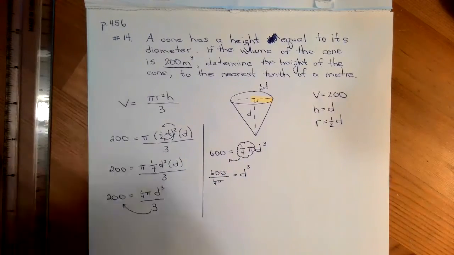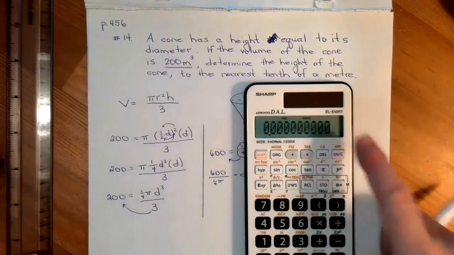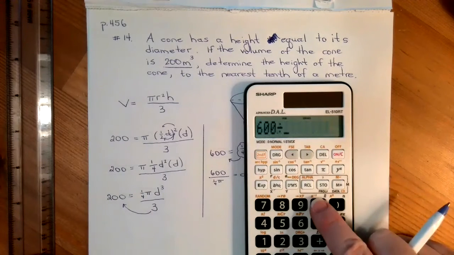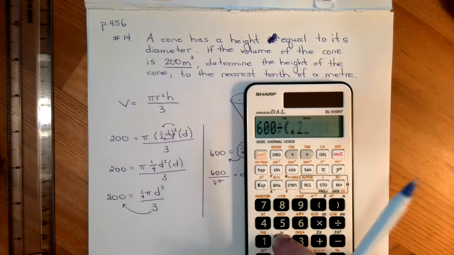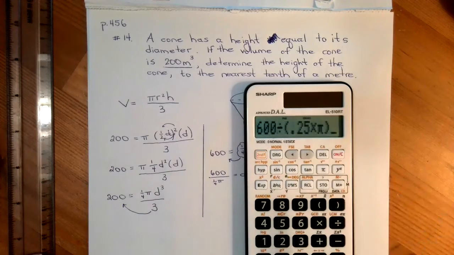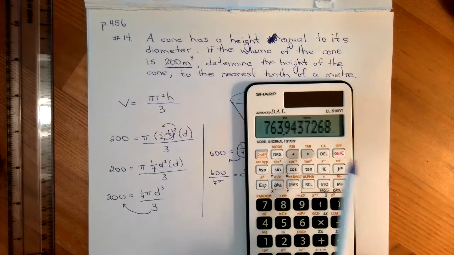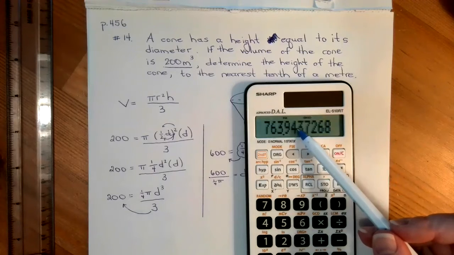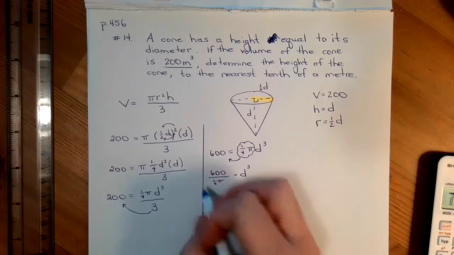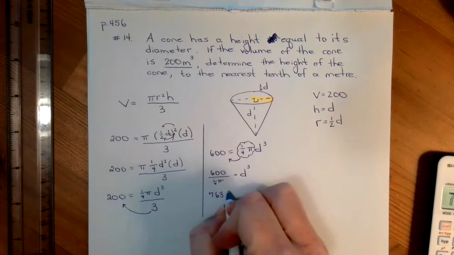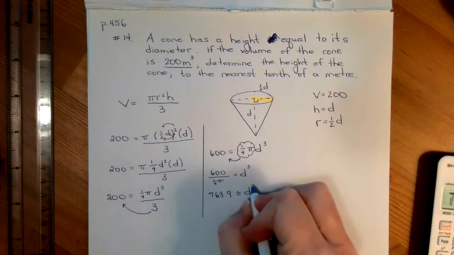Now, I'm going to show you what that is approximately. So let's use our calculator. We have 600, and we're going to divide that by, and remember, because this is an expression on the bottom, it has to go in brackets. So it's going to be 1/4, so I'm going to do 0.25 times pi and close my bracket, and I get 763.9437268. I'm just going to do that as one decimal, so 763.9. Remember, when you look at the number after the decimal, that tells you whether you have to round up or not. In this case, the 9 stays. So 763.9 is approximately equal to d cubed.